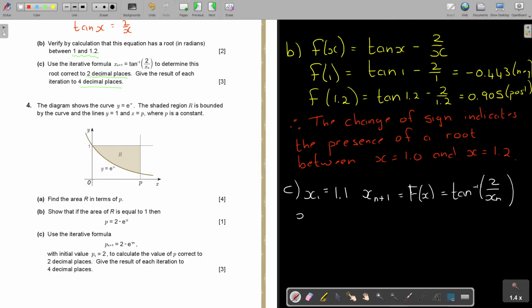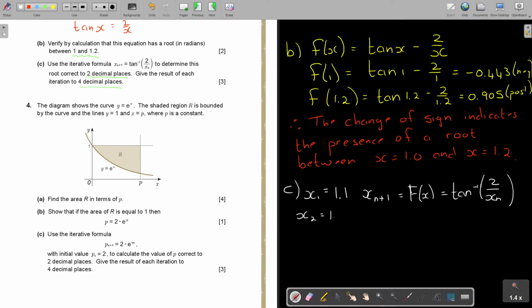Now, I'm going to press on my calculator, and I get 2. So take your calculator and press 1.1 equals. It's in your memory. Now press shift, that means shift the angle, tan. Make sure your calculator is on radians. And then bracket 2 divide answer, close the bracket, equals.